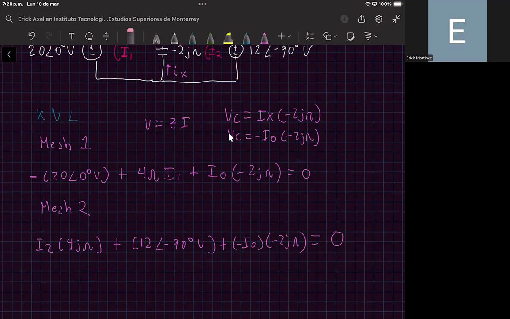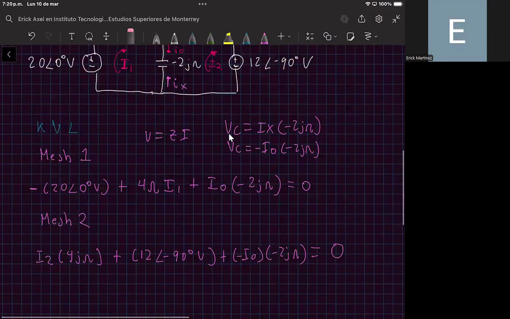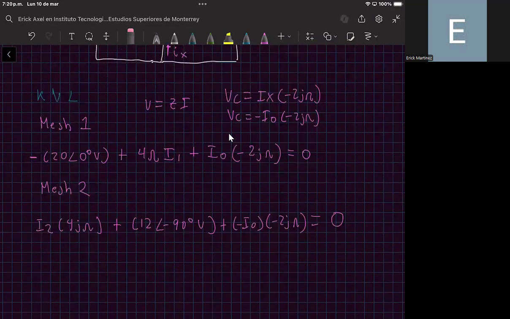And, well, I think that's it, okay? And we have defined two equations. We have two equations with some unknowns. We have I1 and I sub 0, and here we have I2 and I sub 0. We have two equations with three unknowns, no? Because we have I1, I sub 0, and I2.